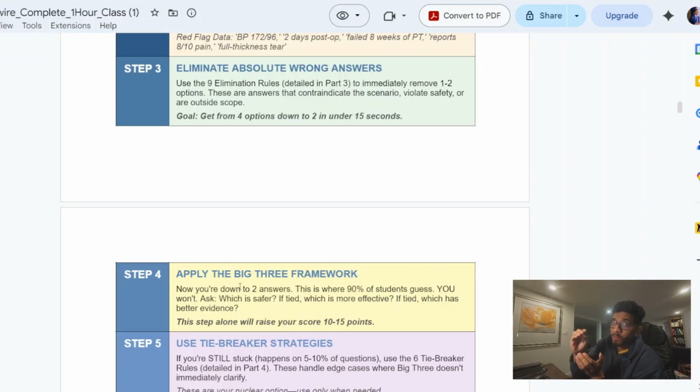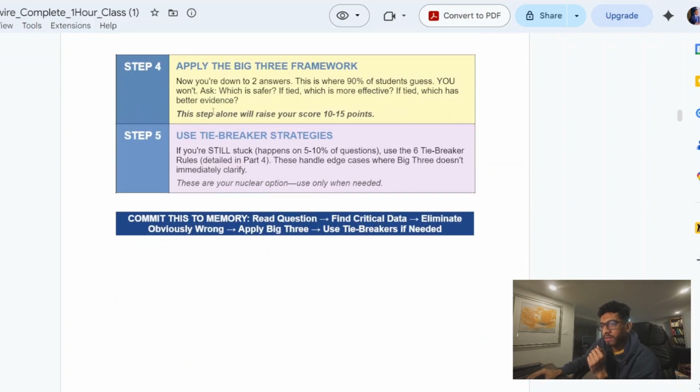So it can be both right answers, but which is more right? That is what you need to see when you come to that two-answer trap. Now, this tip alone will raise your score by 10 to 15 points. Look at that. If you get this right, how to choose the last one from the two answers, you're going to get it right the first time itself.